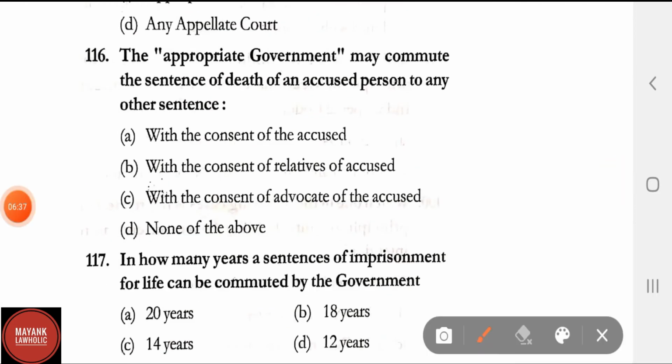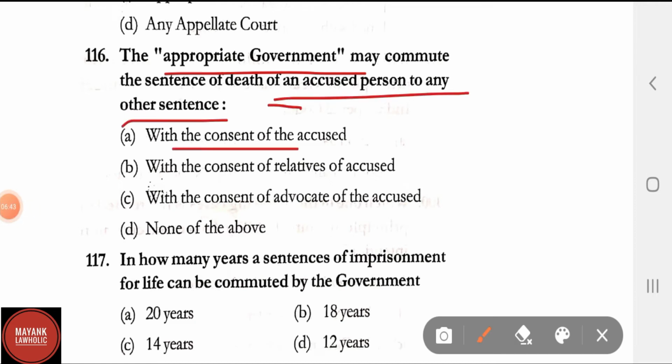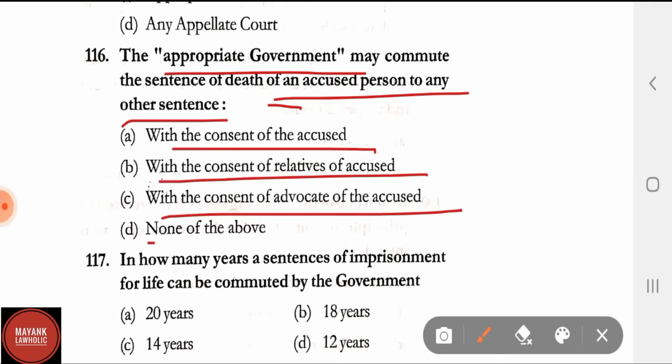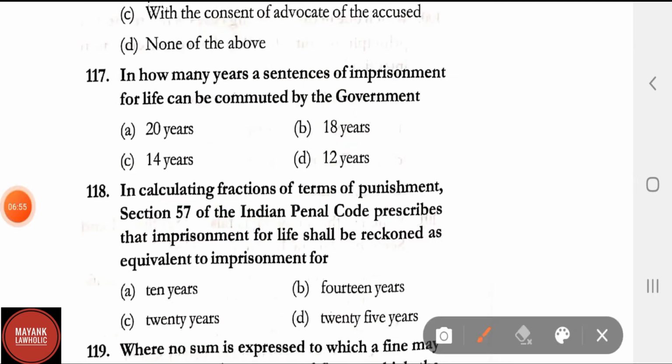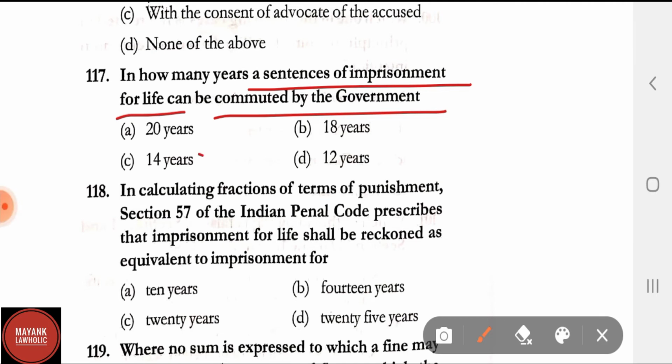Question number 116. The appropriate government may commute the sentence of death of an accused person to any other sentence: option A, with the consent of the accused; option B, with the consent of the relatives of the accused; option C, with the consent of the advocate of the accused; D, none of the above. Correct answer is option D, that is none of the above. Question number 117. In how many years can a sentence of imprisonment for life be commuted by the government? Option A, 20 years, B, 18 years, C, 14 years, D, 12 years. Correct answer is option C, that is 14 years.